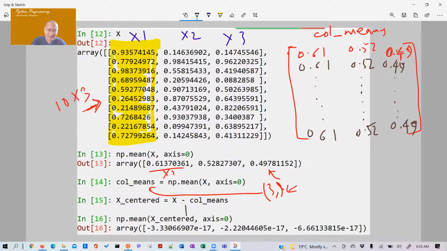What are we doing here? X minus column means, a minus operation. And over here, column by column, data bar.